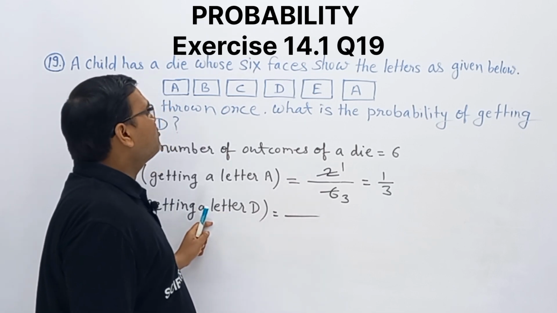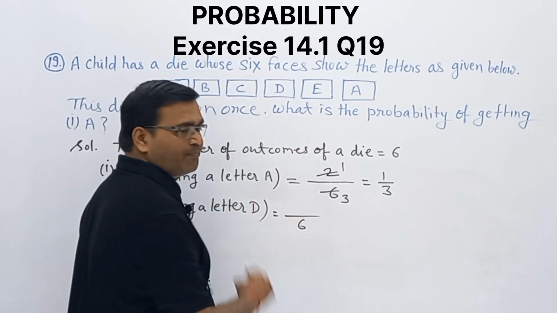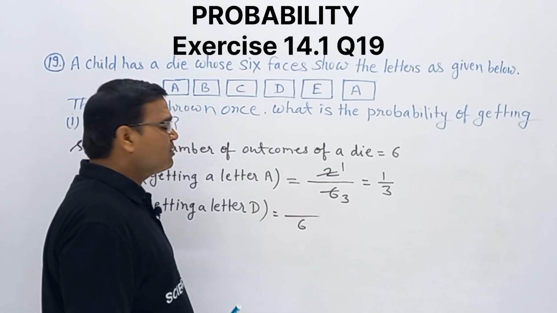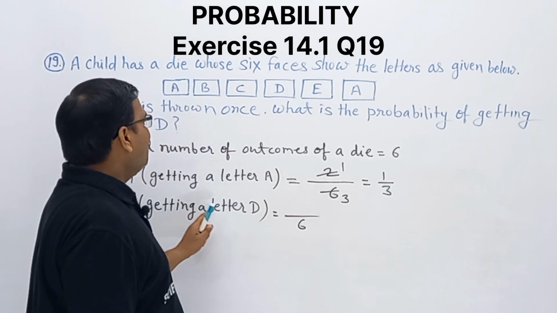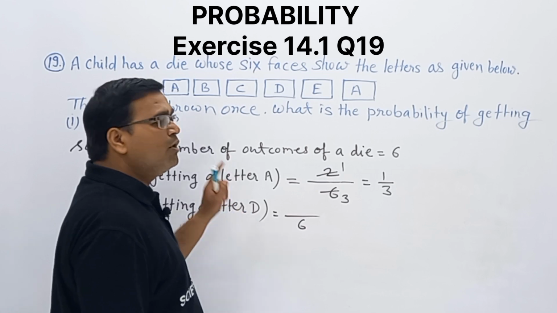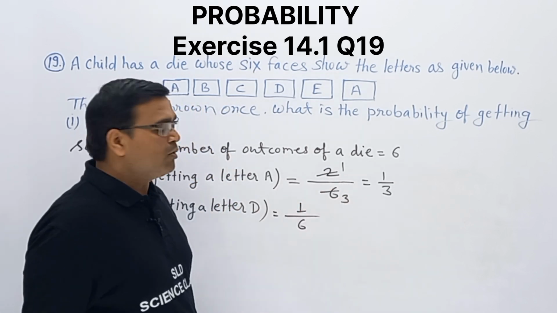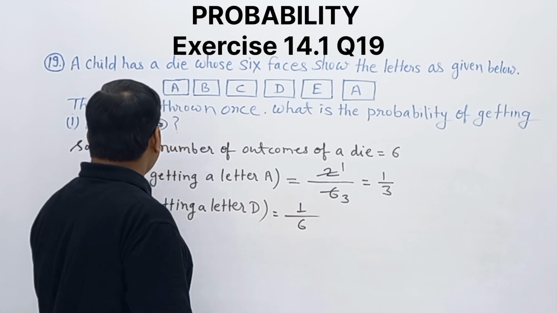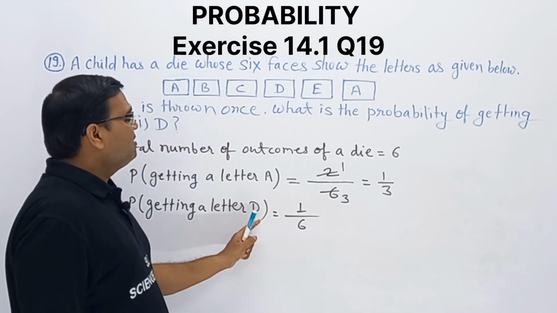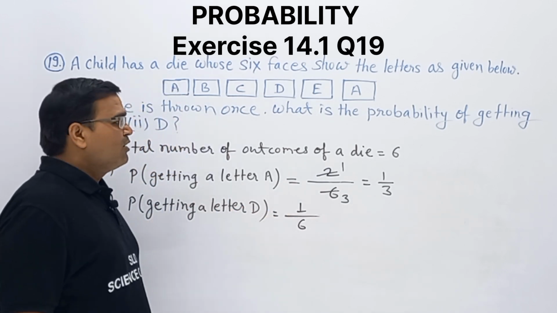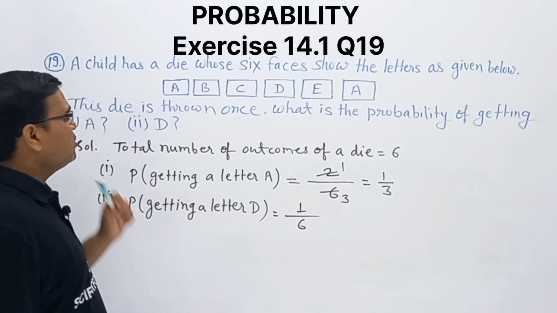Total possible outcomes for a die is 6. And the number of favorable outcomes, we want a letter capital D. Only one face has letter capital D. So the number of favorable outcomes will be 1. So 1 upon 6 is the probability of getting a letter D. This is the required answer. So we solved both the questions.